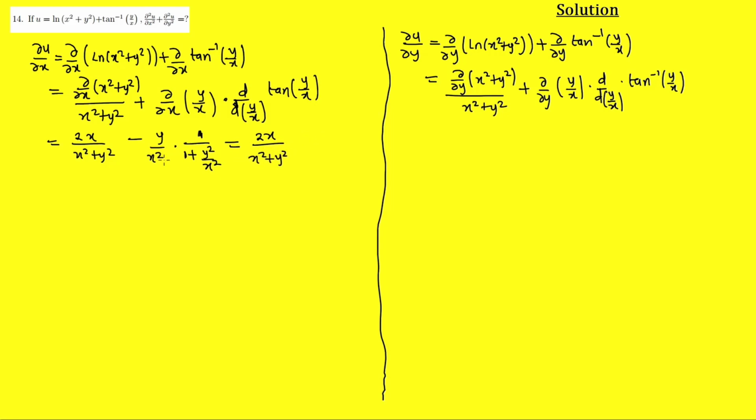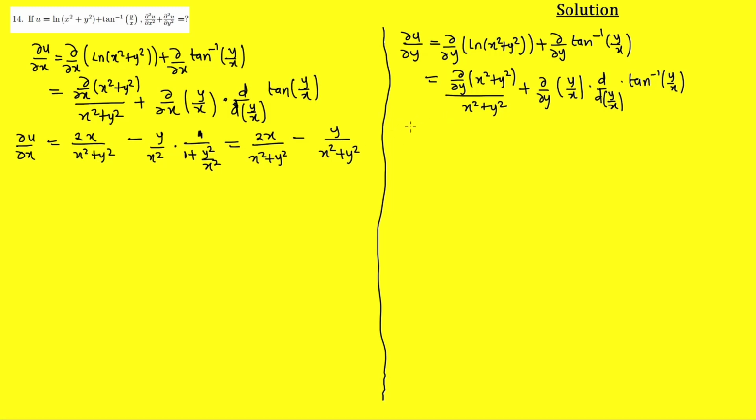Then here if you use x squared to multiply this, minus y over, that means we are going to have this to be x squared plus y squared. Okay, so that is for the partial derivative of u with respect to x.